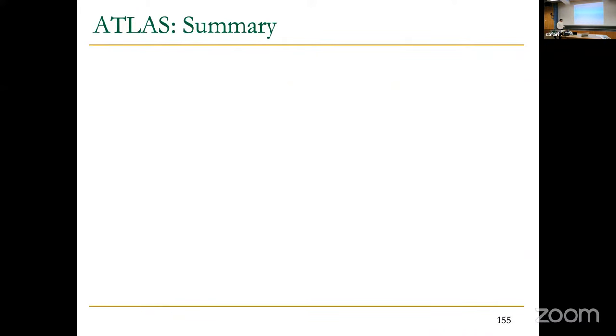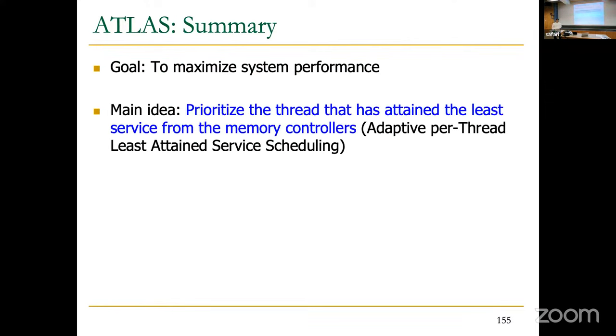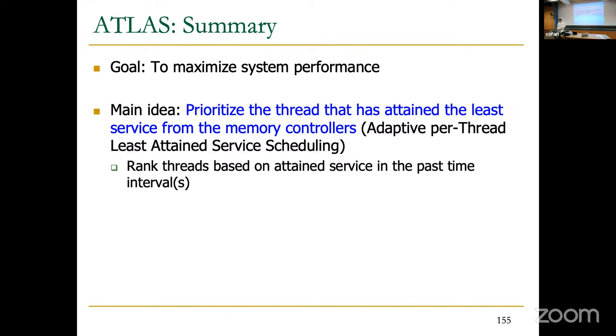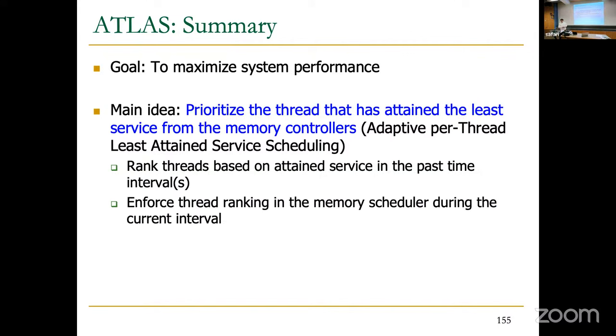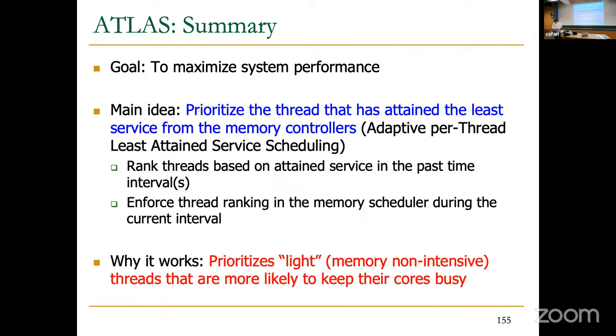Okay, so ATLAS's goal is a bit different. It's maximizing system performance. The main idea is to prioritize the thread that has attained the least service from the memory controller, or memory controllers in case we have multiple of them. ATLAS means adaptive per-thread least attained service scheduling. So we rank threads based on the attained service in past time intervals. We inspect requests at the granularity of time intervals and look at how many of the requests per thread were serviced. We look at a past interval, rank the threads, and then enforce that ranking in the current interval.